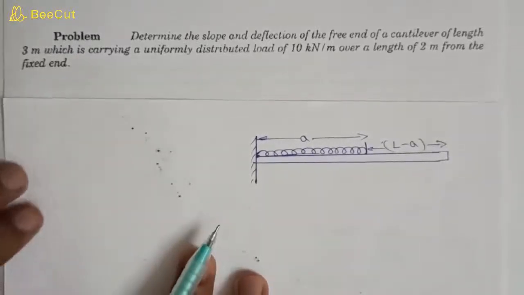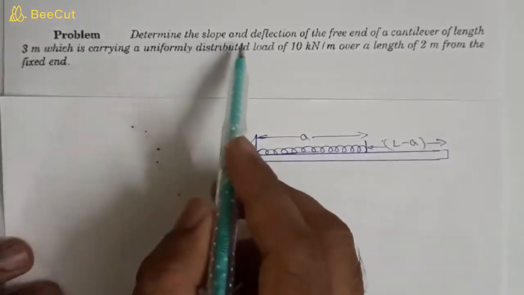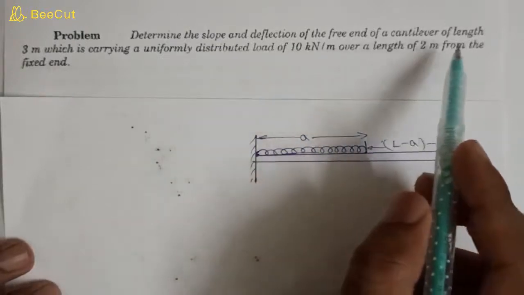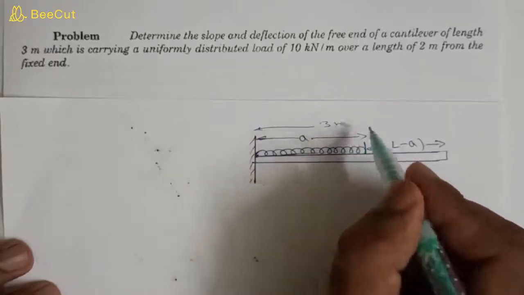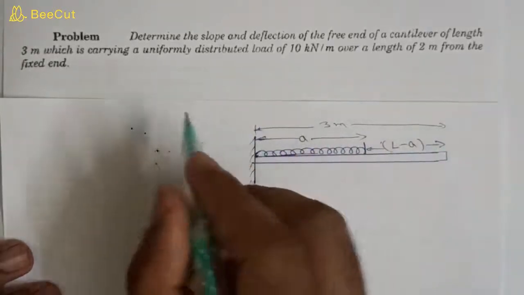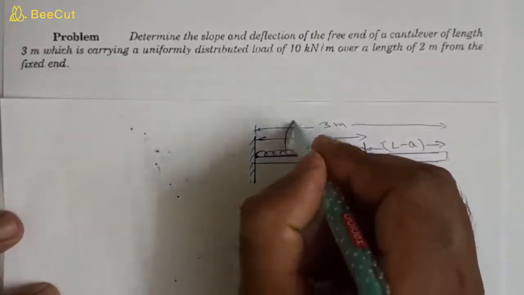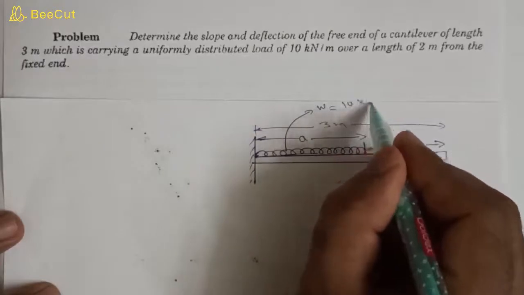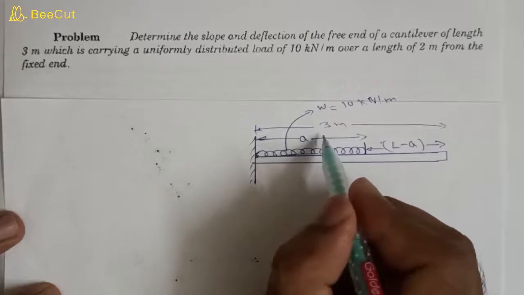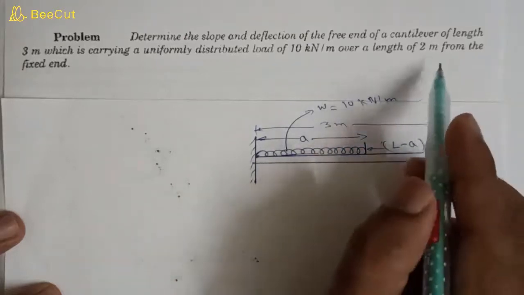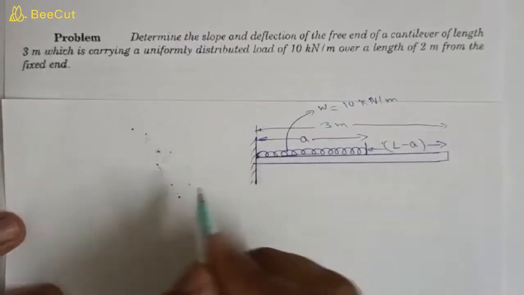So in this video we will solve another problem on deflection of beams. Read the problem. Determine the slope and deflection at the free end of a cantilever of length 3 meter. This total length is 3 meter. This is a cantilever beam which is carrying a uniformly distributed load of 10 kilonewton per meter. So W is 10 kilonewton per meter over a length of 2 meter. So A is equal to 2 meter, L is equal to 3 meter from the fixed end. So from the fixed end, it is 2 meter from here. This total length is 3 meter.